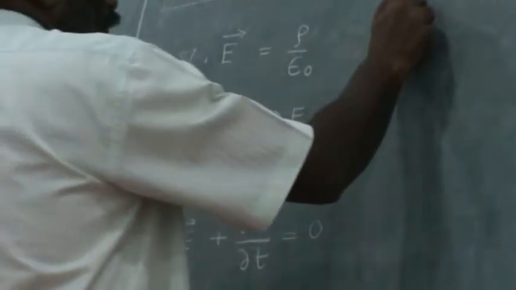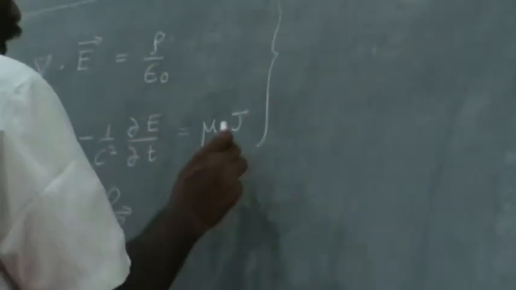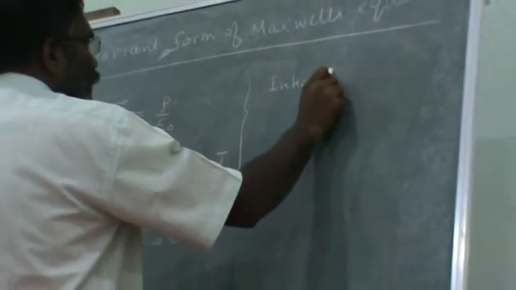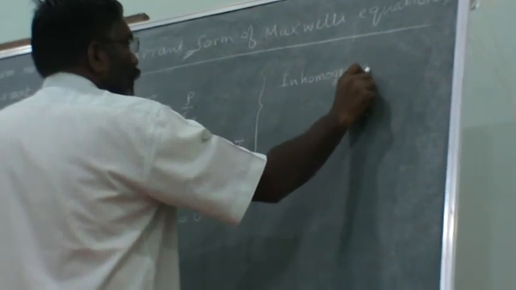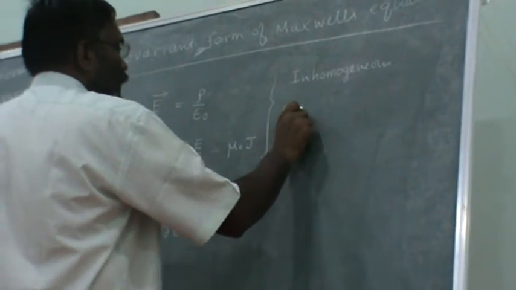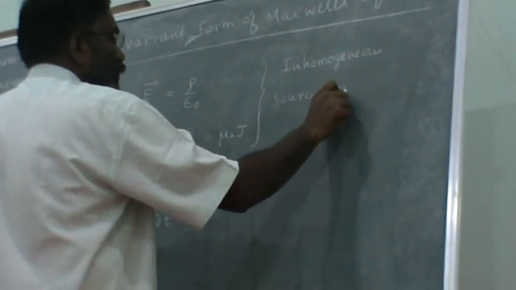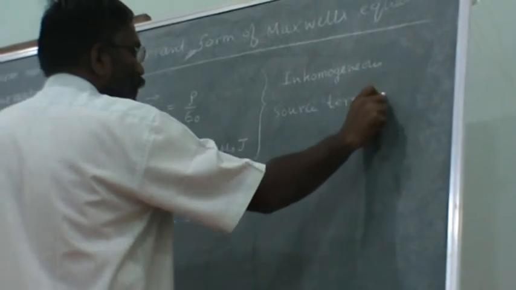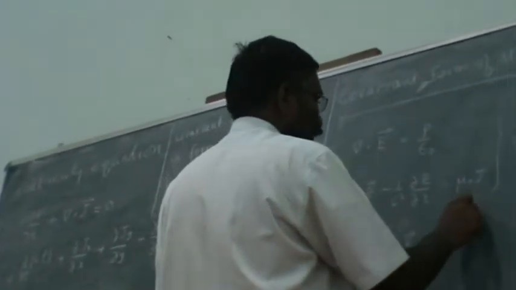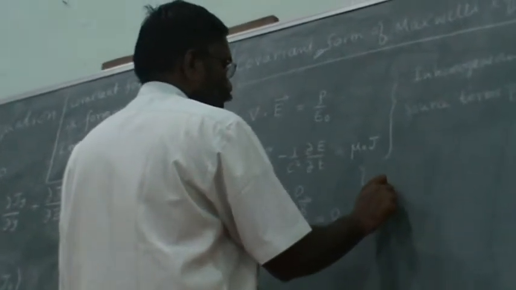I have written them in this form because these two equations are called inhomogeneous Maxwell's equations, inhomogeneous because source terms are present. What are the source terms? Charge density and current density are the source terms. These two are inhomogeneous equations. And the second two equations are homogeneous equations because on the right hand side there are no source terms. These are homogeneous equations.